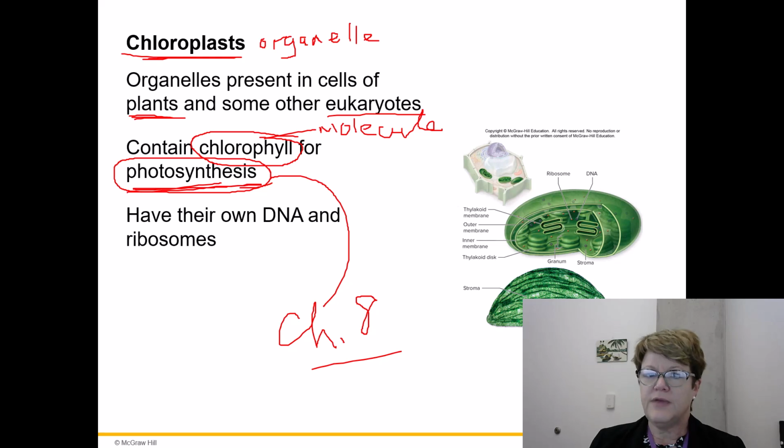They, like the mitochondria, they have their own DNA, they have their own chromosome, and they have their own ribosomes. So there's something special about the mitochondria and chloroplasts. Not only do they have these special functions for respiration and photosynthesis, but also there's this interesting thing where they have their own chromosome and their own ribosomes.